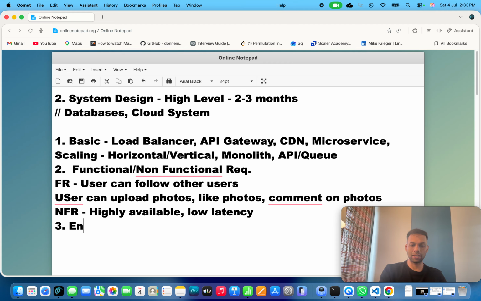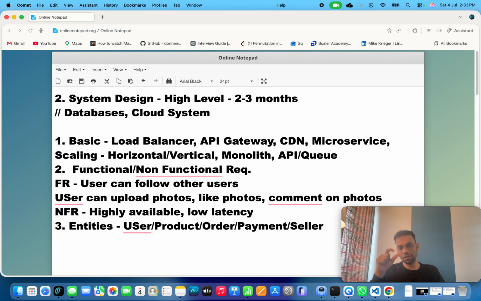The third topic is your entities. Once you know the system design tools and the functional and non-functional requirements, now you should know the entities. For example, let's suppose we are talking about Flipkart. User is one of the entities. Entities can be linked to your database tables as well. In your whole design, what are the top entities that you should be covering? Product can be one of the entities. Order can be one of the entities. Payment can be one of the entities. Seller can be one of the entities. So based on the use case given to you, you should be able to define the entities.